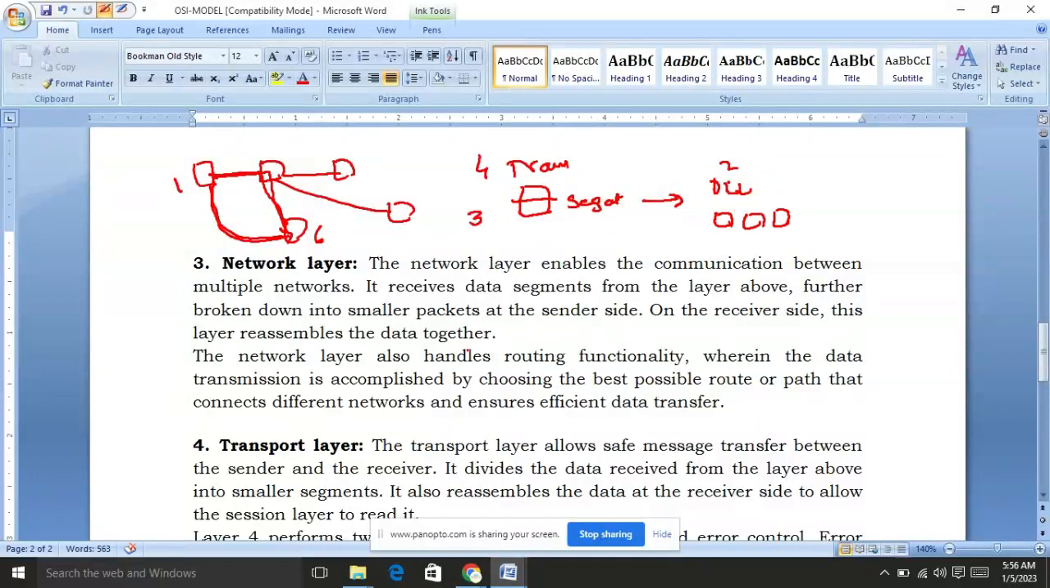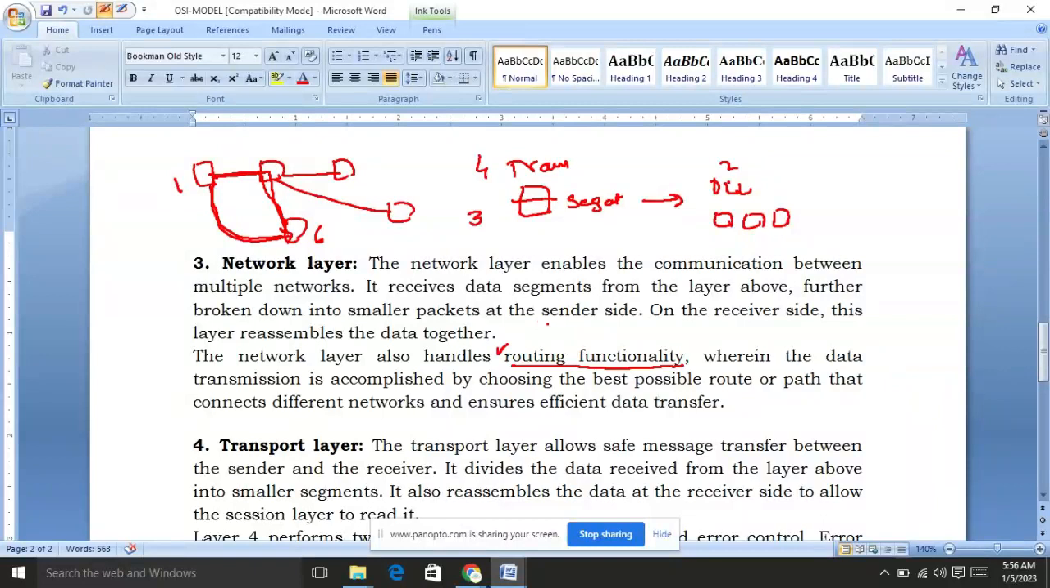Here we observe that it handles the routing functionality. That means the main objective of the network layer is establishing a network and transmitting the data, that is, in which path we are going to send the data over the network.